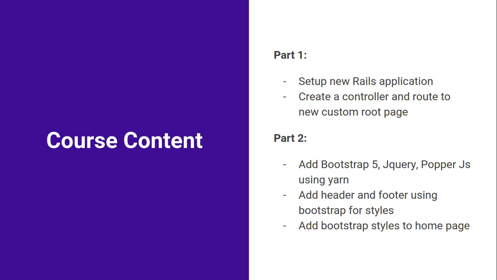Okay, now in this part we will cover three items. First, we will add Bootstrap 5, jQuery, and popper.js using Yarn. Second, we will add a header and footer using some Bootstrap styles. And the third and last item of this part, we will add some Bootstrap styles to our home page to make it more attractive. So let's start with the first item of the second part: adding Bootstrap 5, jQuery, and popper.js using Yarn.